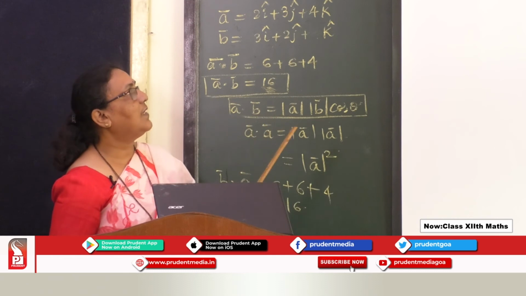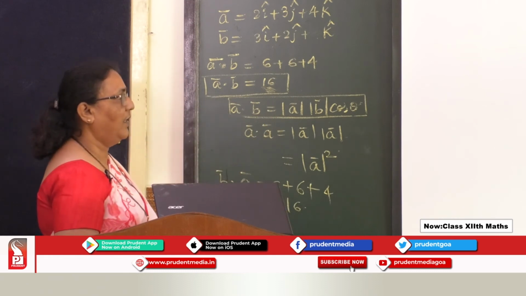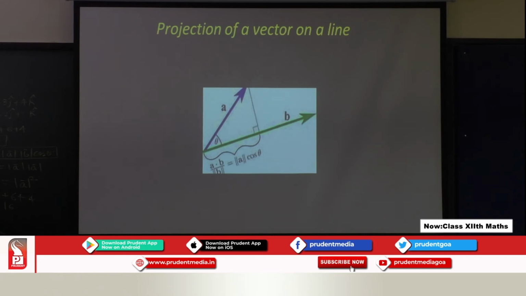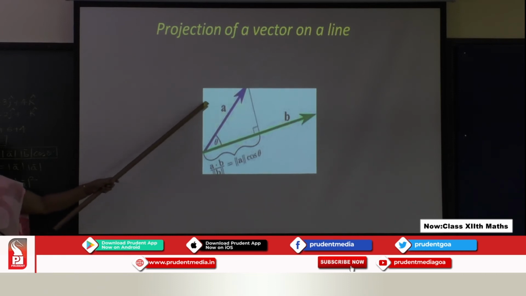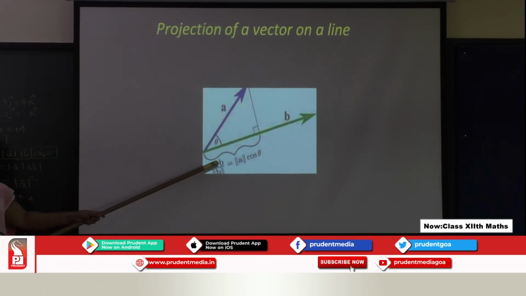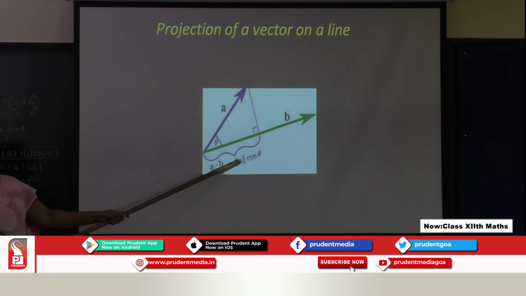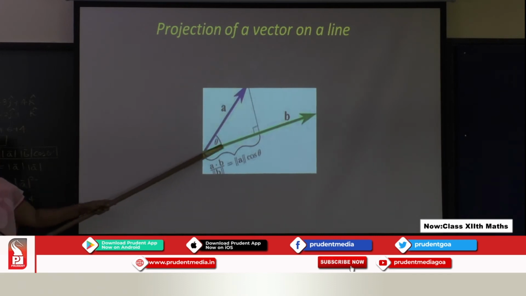Now the application of this: the projection of a vector on a line. The projection of vector A bar on vector B bar is given by A dot B upon magnitude of B. If it was the projection of B bar on A bar, it would change. A dot B and B dot A are both the same, but in place of B you will get A, and in place of A you will get B, and the angle will remain the same.